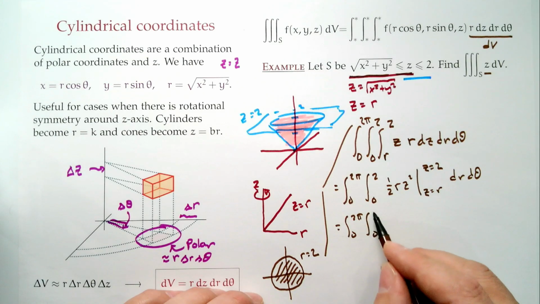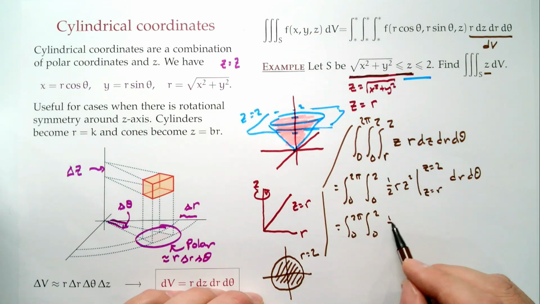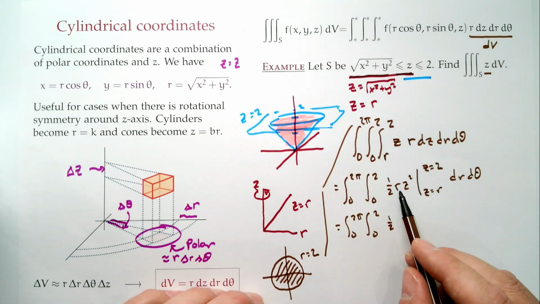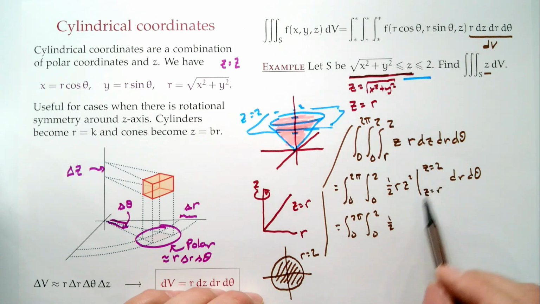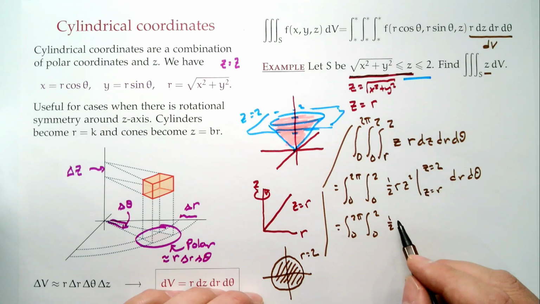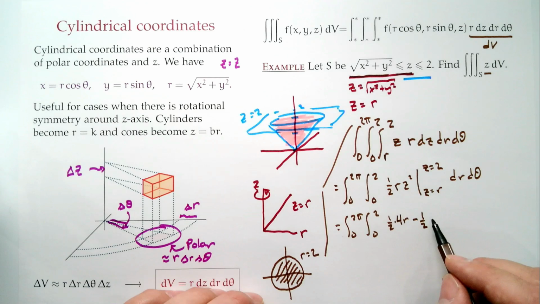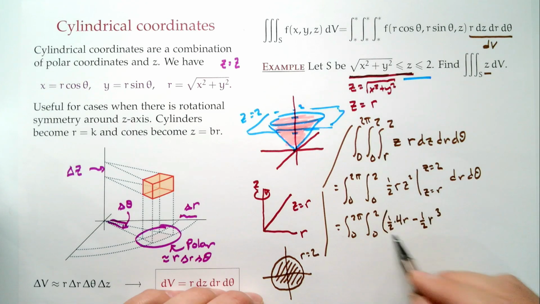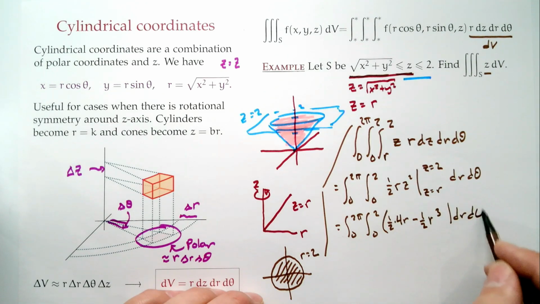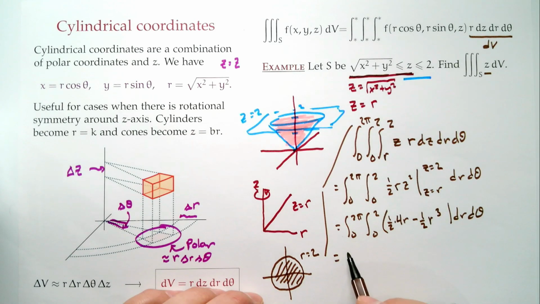We evaluate that. We're going to get 1/2 r times 4. Oh, well, that's not bad. So that's 4r minus 1/2, and we're going to get r times r squared, which is r cubed, dr d theta.